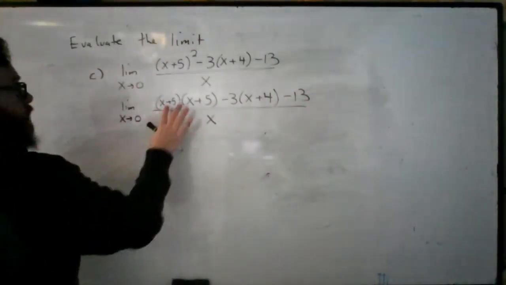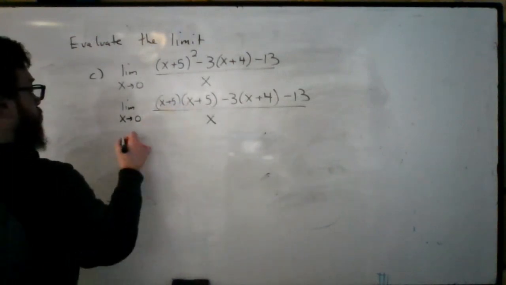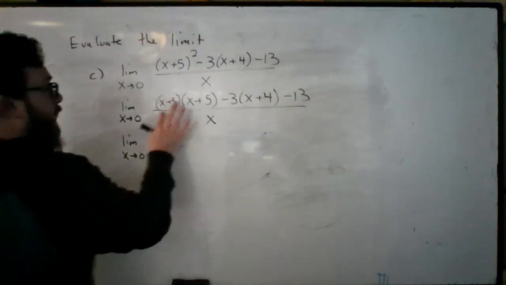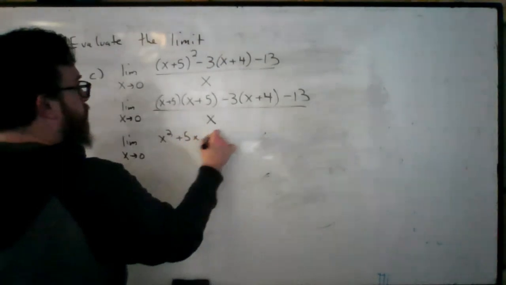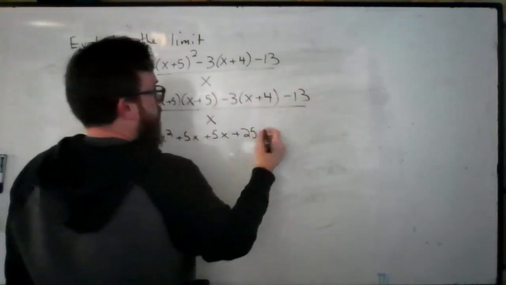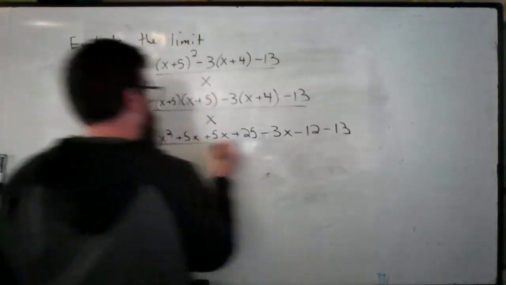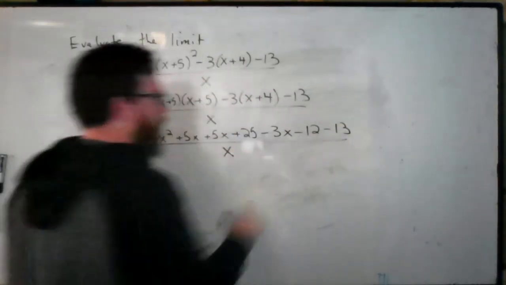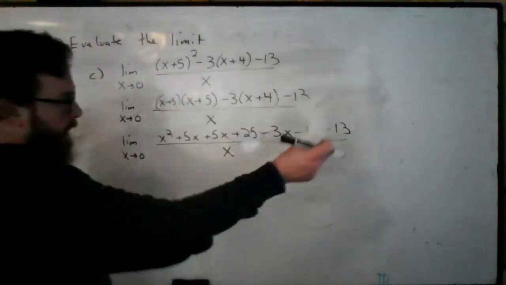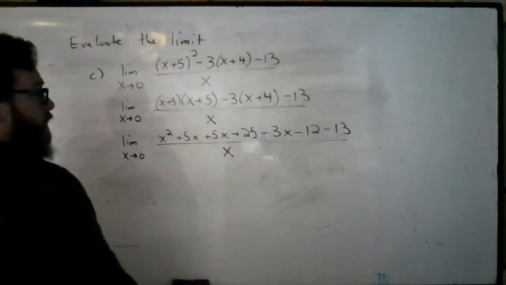Now we do all the multiplication, and remember that you have to FOIL or distribute over the binomial. So this is going to be the limit as x approaches 0. X squared, outside is plus 5x, inside is plus another 5x, last is plus 25. Multiply this monomial over that binomial, so minus 3x minus 12, minus 13, all over x. And this is what I mean by an expanded form. It's just term plus term plus term plus term. It's the expanded form of terms, which really allows us to condense and then eventually factor this.